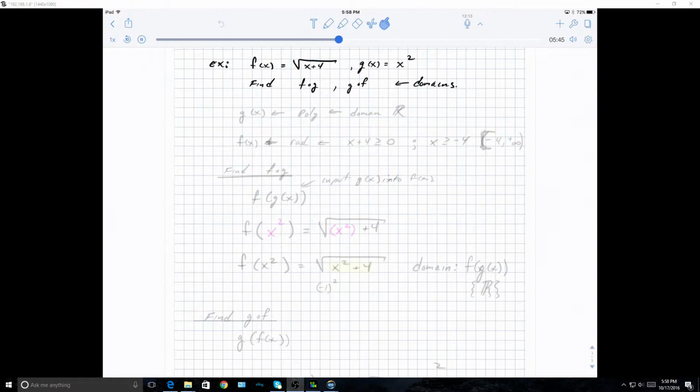So before we begin, it just makes sense to look at the domains of each one of these. I'm going to start out with g of x, and we're going to look at this as very simple. It's a polynomial function, so we know that the domain is the set of all real numbers.